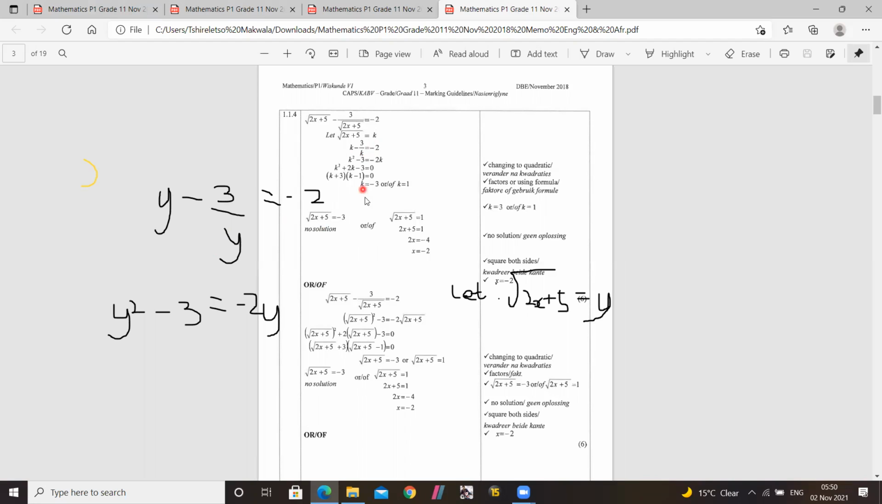The question says solve for x, but we solved for k or for y. So you have to substitute. We said k is equal to negative 3, which is the same as saying in our example y is equal to negative 3. And what did we say y is equal to when we started? So you have to substitute that back: square root of 2x plus 5 is equal to negative 3. Then from there you solve for x normally. It's easier now to solve for x.